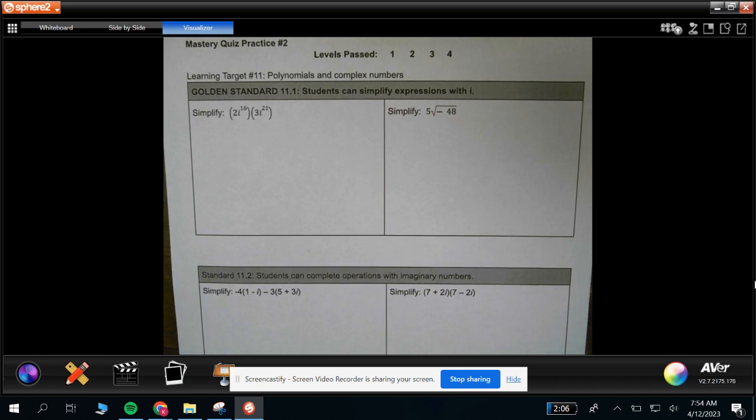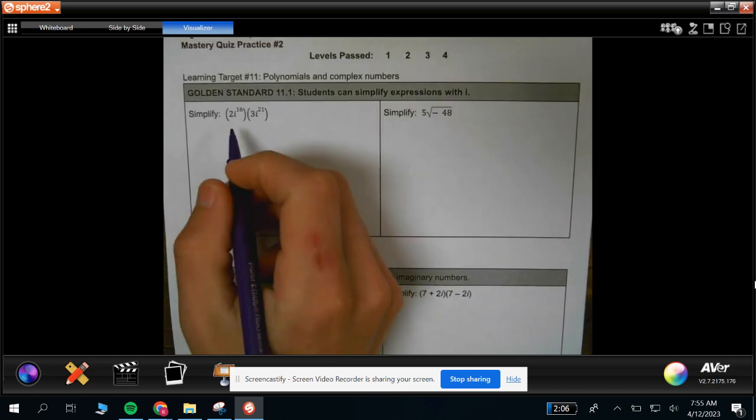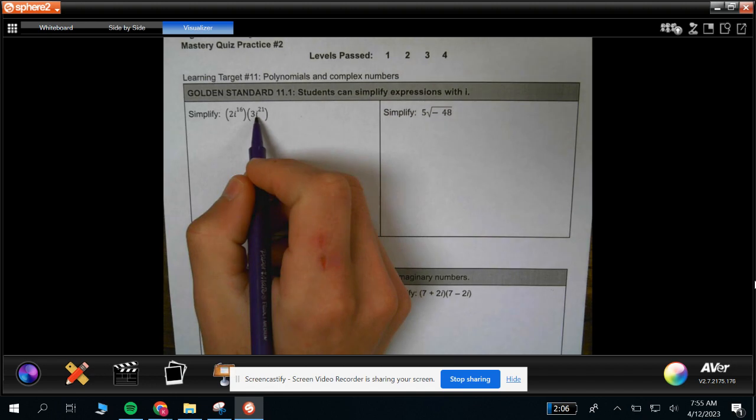All right. Hello, we are here to do a video walkthrough of practice quiz number 2 for LT11, polynomials and complex numbers. Let's start with golden standard 11.1. Students can simplify expressions with i. So what does this look like? 2i to the 16th power times 3i to the 21st.